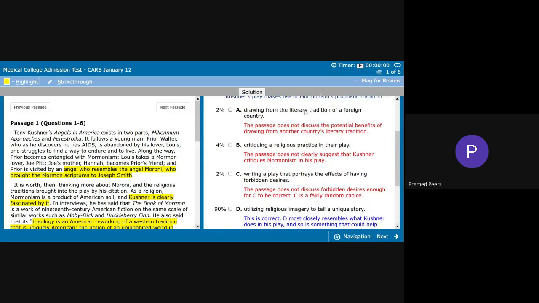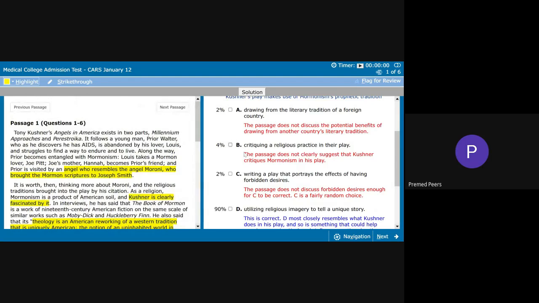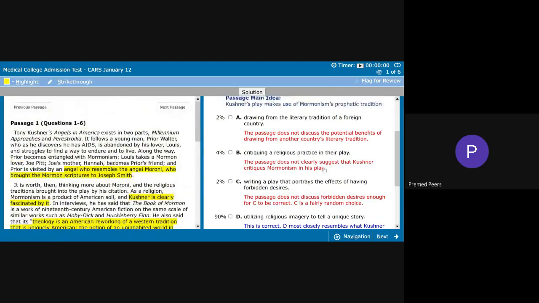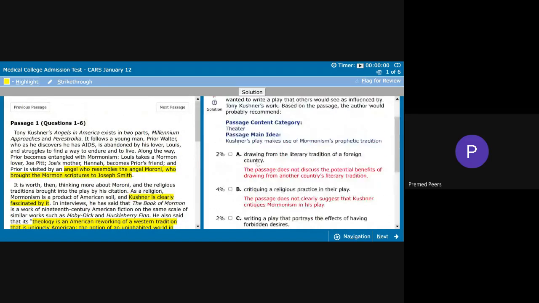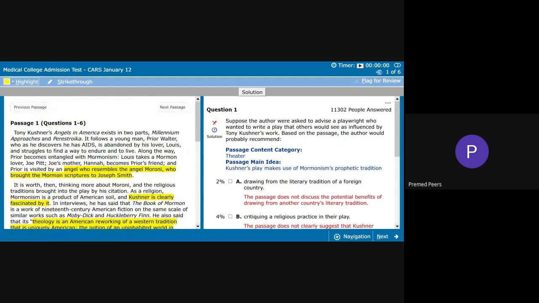As far as the other ones, this is something that is not really discussed. Same with C. I think these two are pretty easily ruled out because they're very tangential to what is actually spoken about in this passage. And then B, critiquing a religious practice in their play. Again, this is something that is not really done in the passage. There's no critique of Mormonism. It's just discussing where Tony Kushner got his inspiration from. All right, any questions over that? If not, we can go to the next one.